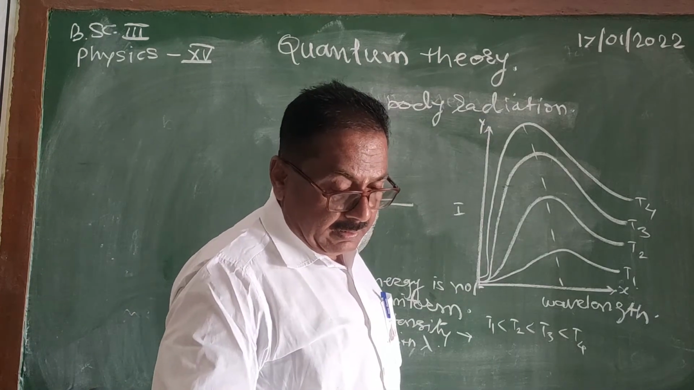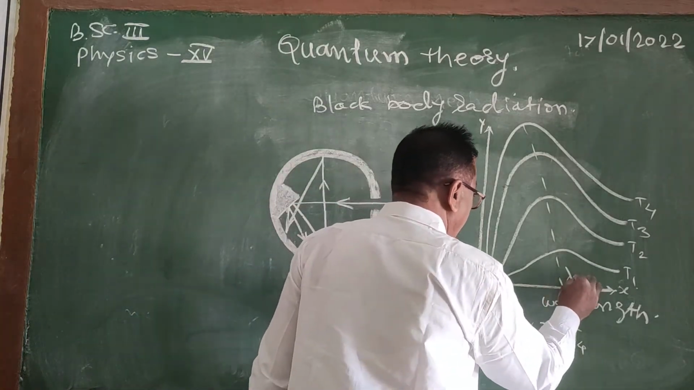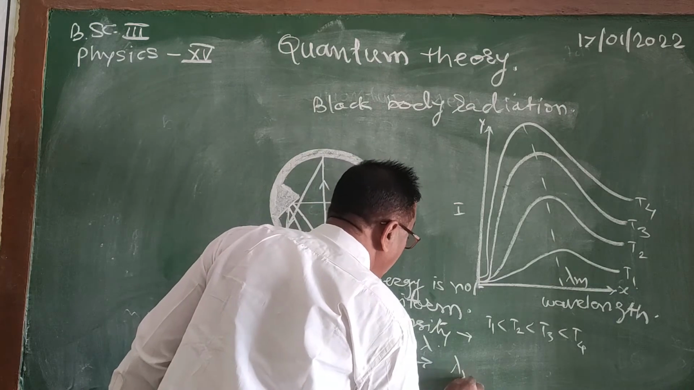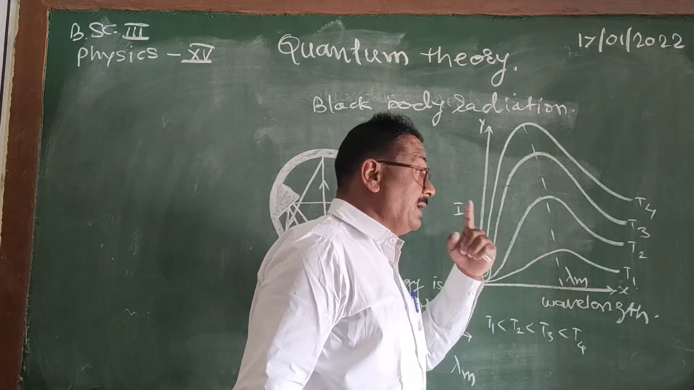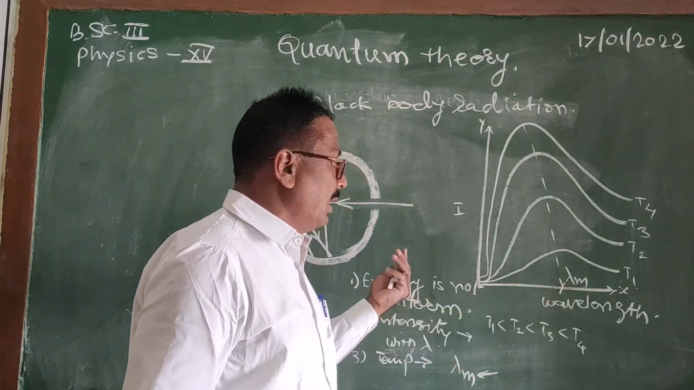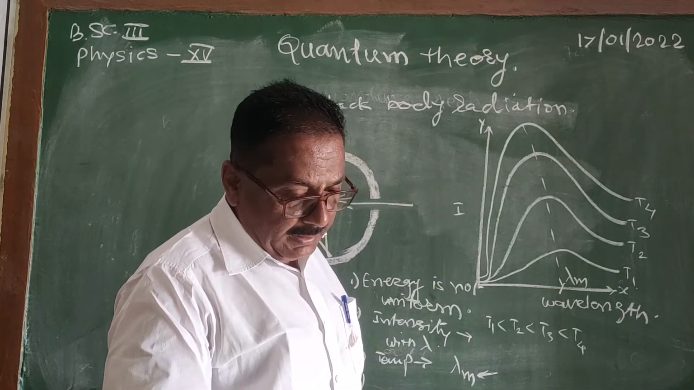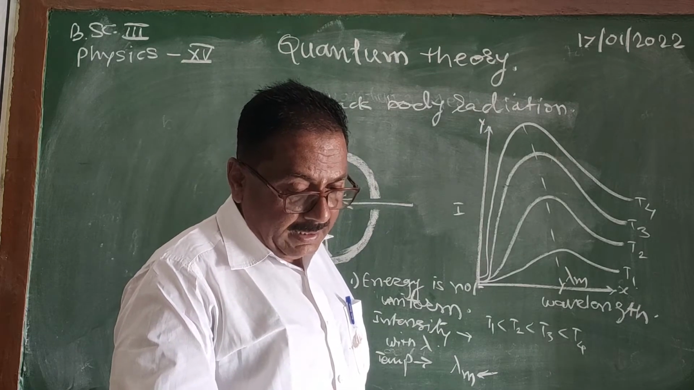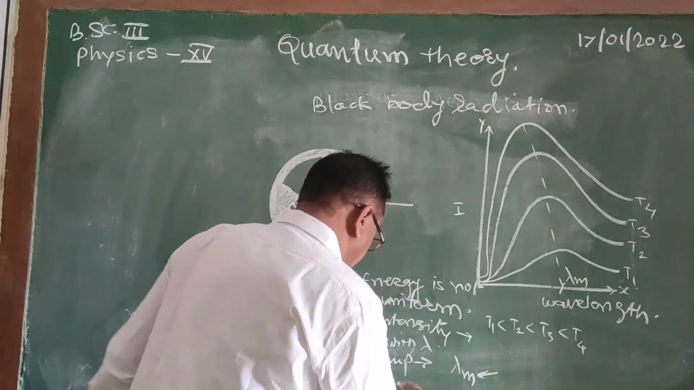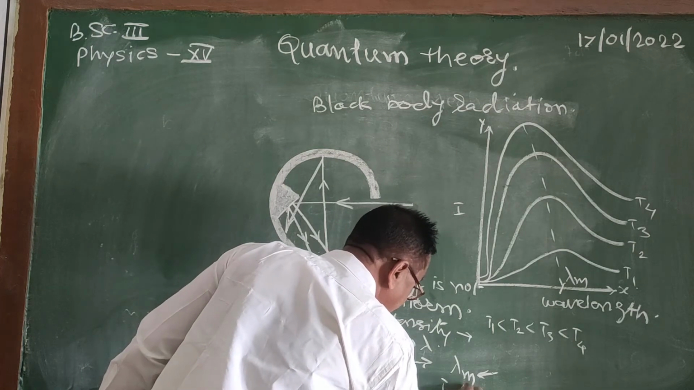And the third one is that as temperature increases, then lambda max, which is nothing but the wavelength at which the peak is observed, decreases, that is, shifts towards the lower wavelength side. The fourth one is that the increase in temperature causes the increase in the energy emission. Means as lambda max decreases with increasing temperature, the intensity of the emitted radiation also increases.